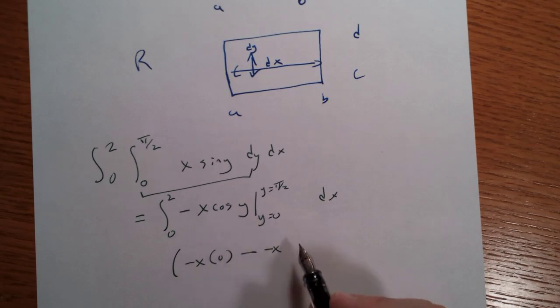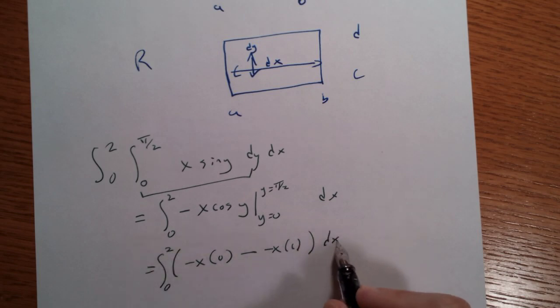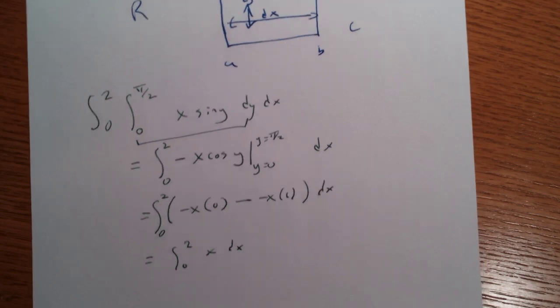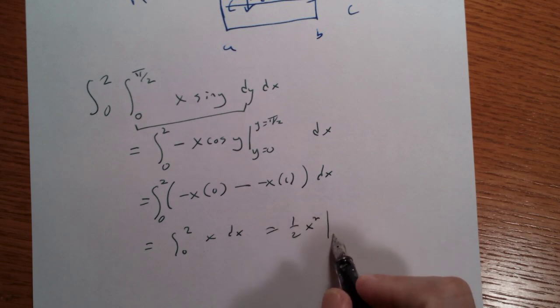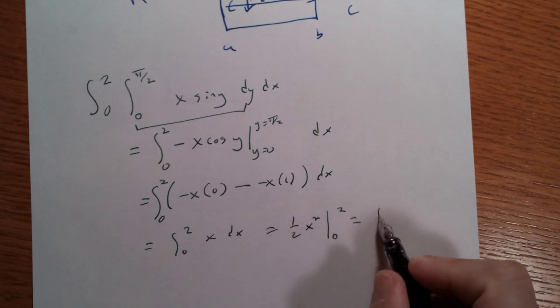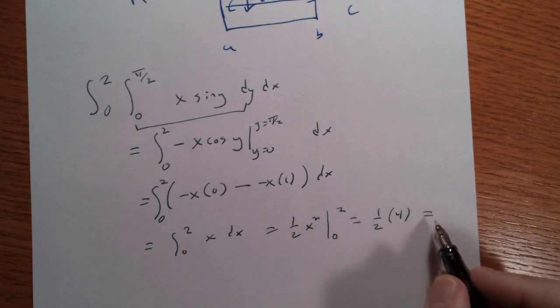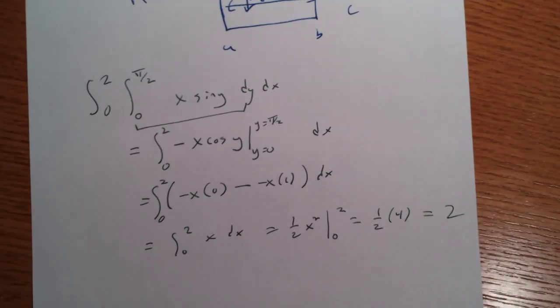Minus x times cosine of 0. Cosine of 0 is 1. Wait a minute, that's just 0. That's plus. So I get the integral from 0 to 2 of x dx. That was nice and easy. 1/2 x squared, evaluated from 0 to 2. Half of 4 minus 0 is 2. Yay!